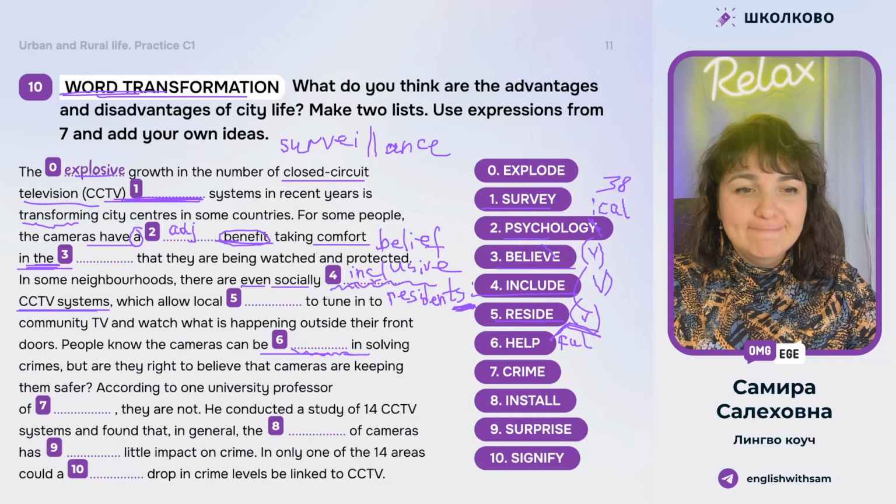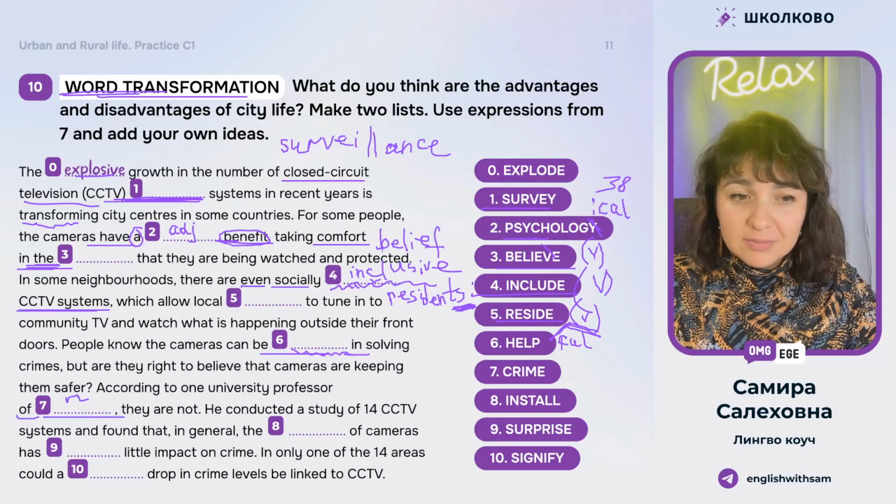Are they right to think that it makes them safer? According to one university professor of... again, it's a noun. They are not.